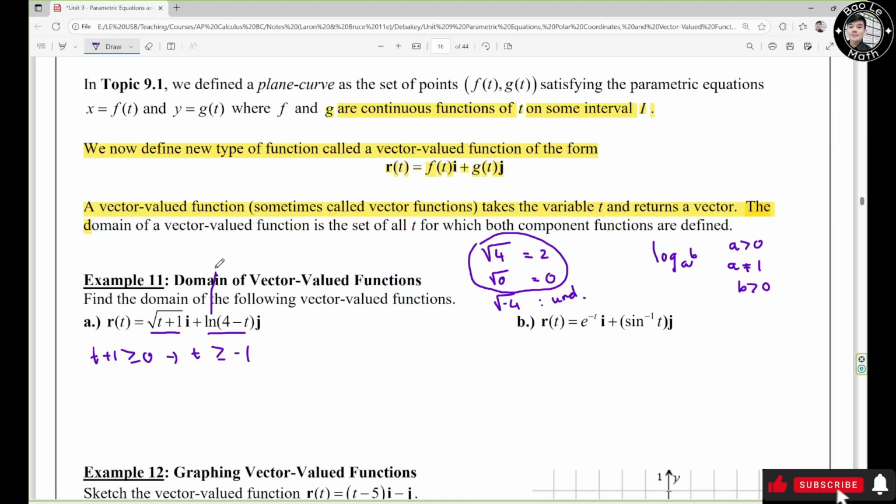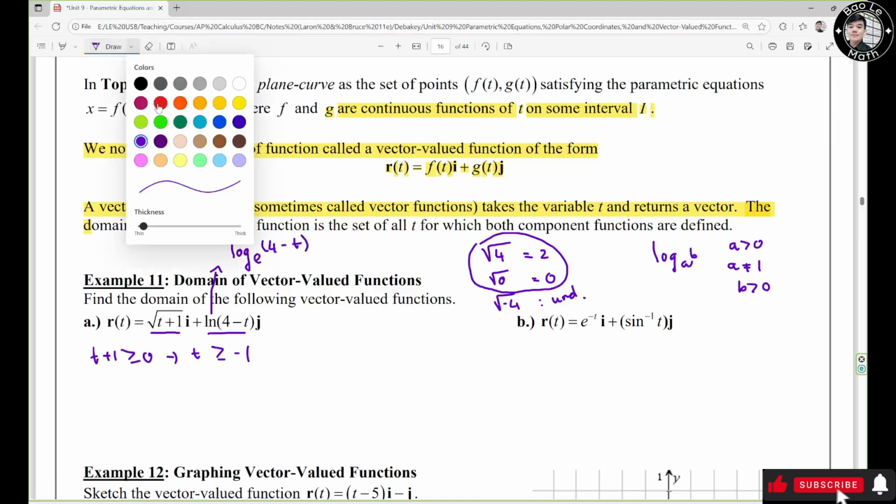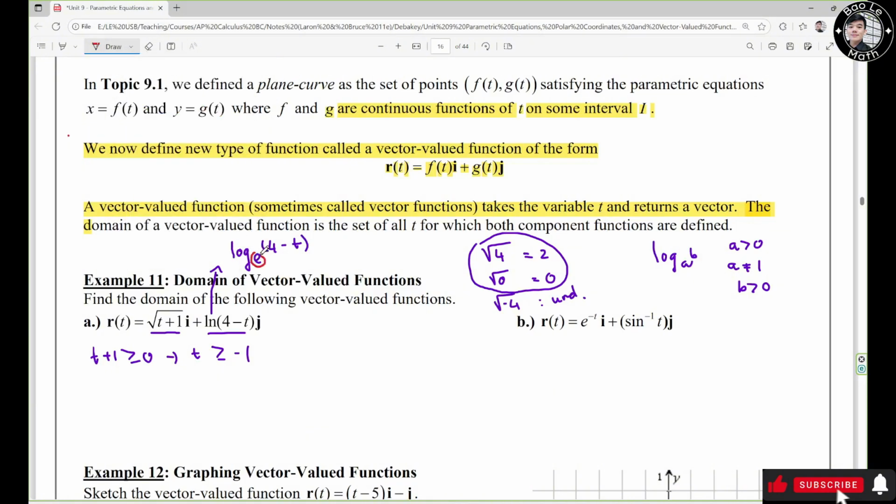Now natural log of 4 minus t is the same thing as log base e of 4 minus t. e is the Euler number, which is already greater than 0 and not equal to 1. So we need 4 minus t to be greater than 0, then t is less than 4. So the domain is -1 to 4. Let's move on to question B.